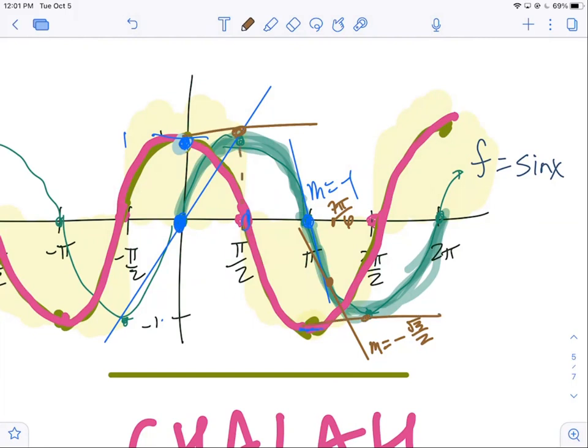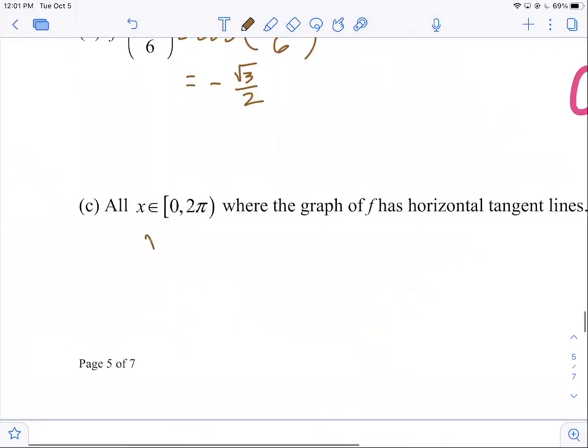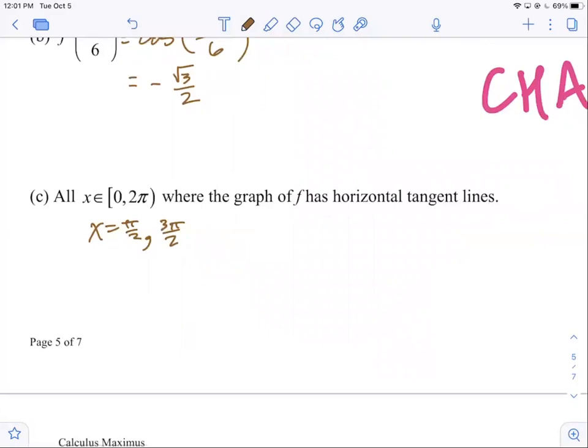And it occurs at what? Pi halves and 3 pi halves. So I already know the answer. X equals pi halves and 3 pi halves. If you're doing a test or something, and you can answer the question without busting out the calculus, that's fine. That's legitimate. But let's verify by BOTCing.